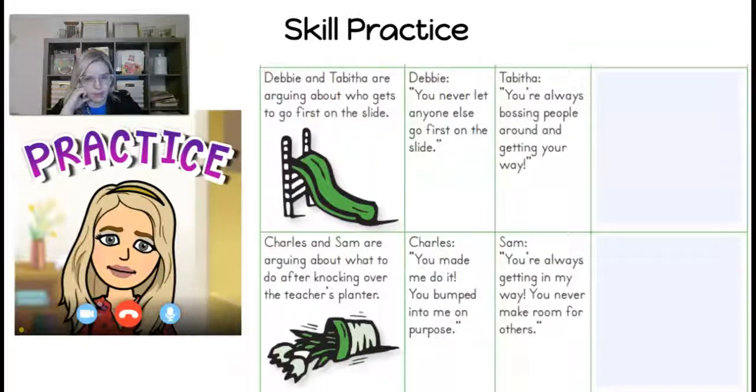Charles and Sam are arguing about what to do after knocking over the teacher's planter. Charles, you made me do it. You bumped into me on purpose. Sam, you're always getting in my way. You never make room for others.